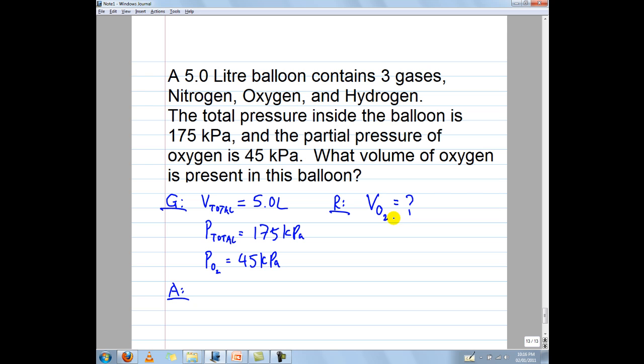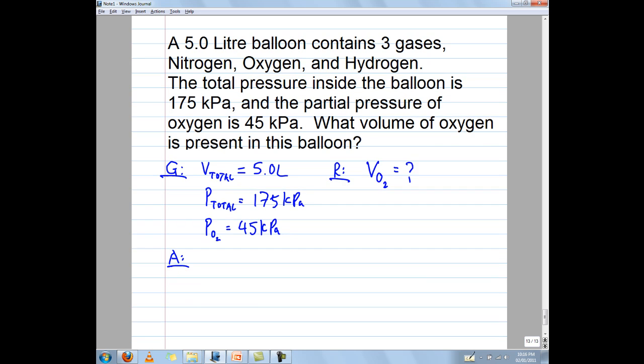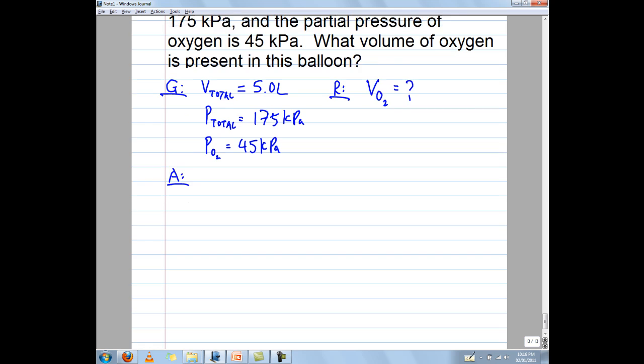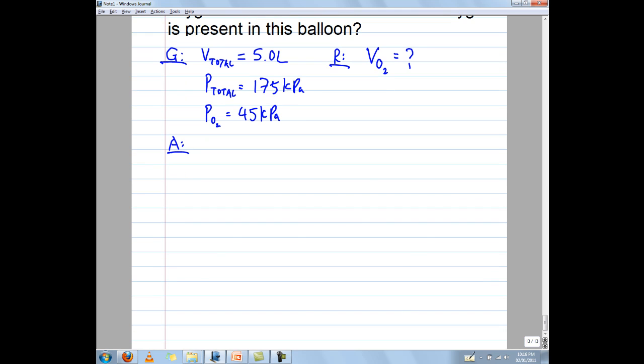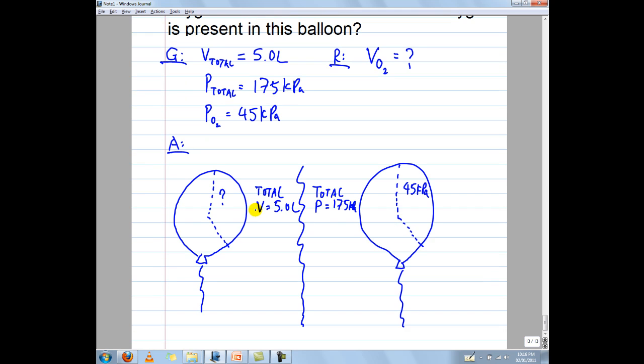Now with partial pressure questions, I generally like to draw a diagram of the whole situation to get a layout of what the problem is asking me. So here I've drawn 2 balloons, one describing the situation in terms of volume, and the second balloon describing the situation in terms of pressure, kilopascals. As you can see, I know the total volume of my balloon is 5.0 liters, and the total pressure of my balloon is 175 kilopascals. However, I also know that the pressure of just the oxygen is 45 kilopascals.